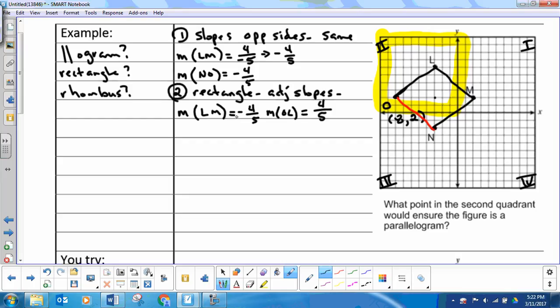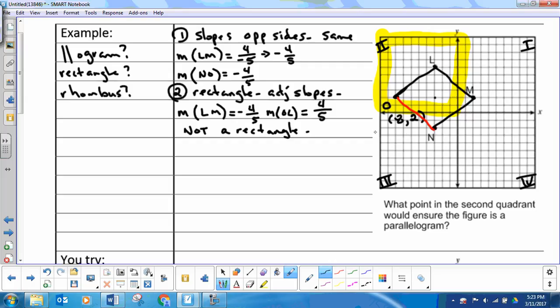All right, so we've got two slopes. One is positive, one is negative, but you can see that they are the same actual number, meaning they haven't flipped. There's no reciprocal. So because these adjacent slopes are not showing a perpendicular relationship, we would say this is not a rectangle.